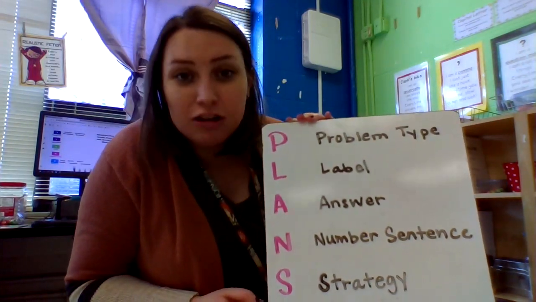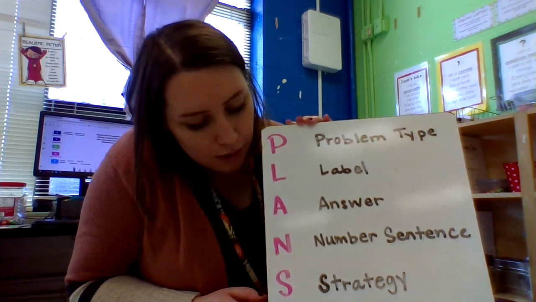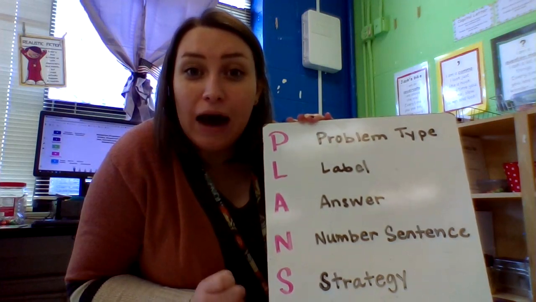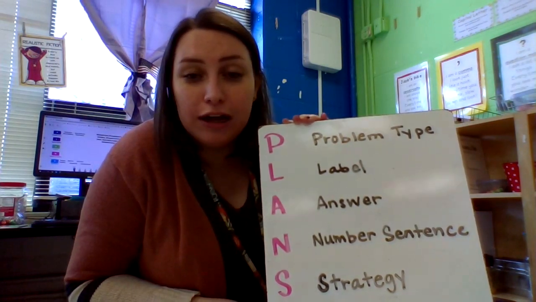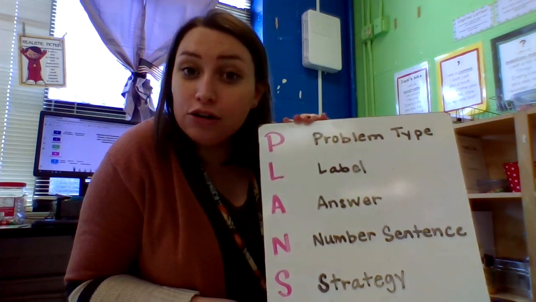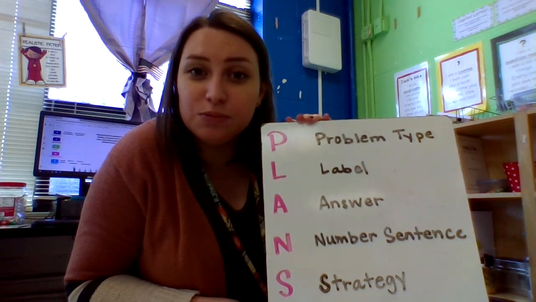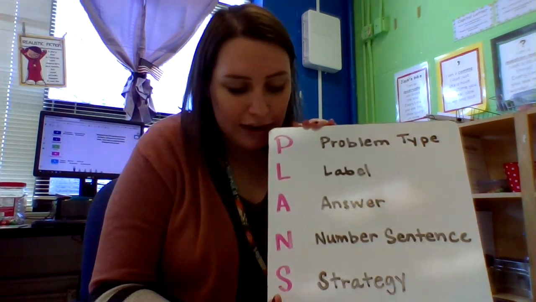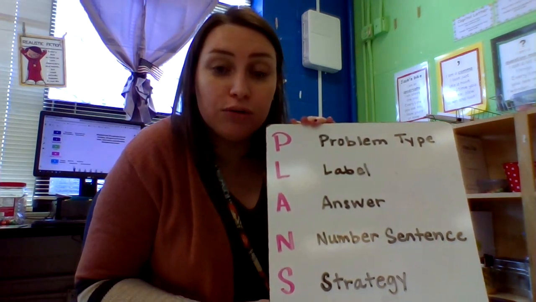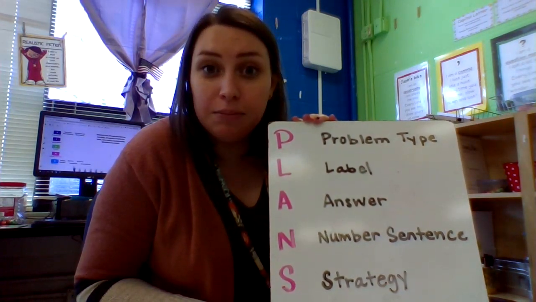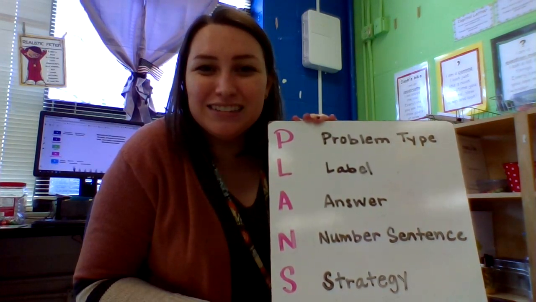And then the last one is strategy. And this one is very important. So your strategy is how you're going to solve the problem. Are you going to use a ten frame? Are you going to count on your fingers? Are you going to use a hundreds chart or a number line? Decide how you want to attack this problem. And then you'll write down there your strategy. You can write number line, you can write hundreds chart, you could write ten frame, you could write base 10 blocks, tens and ones. You can write any of those things.